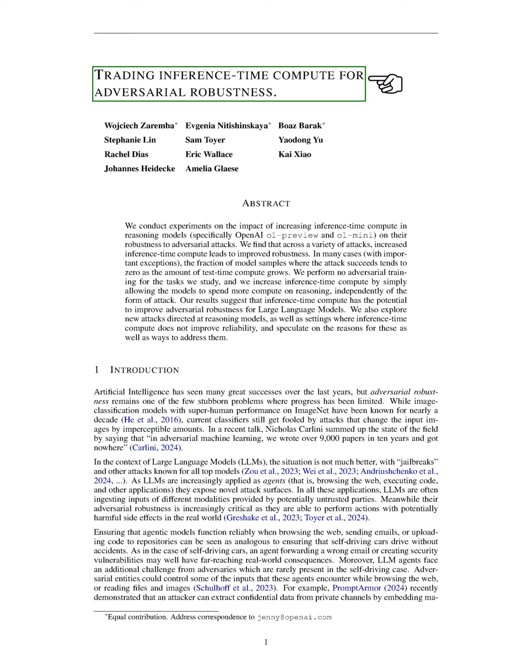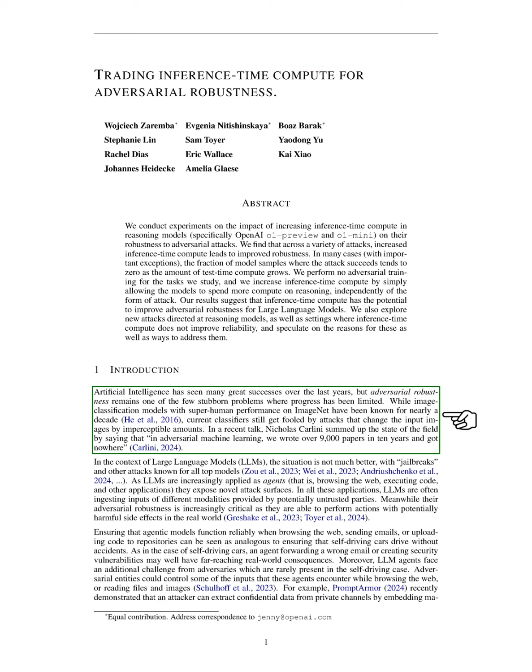Section: Introduction. In this section, we discuss the challenges of adversarial robustness in artificial intelligence, which has seen significant successes but still struggles in this area. Despite the impressive performance of image classification models on datasets like ImageNet, these models can still be misled by subtle changes to input images. Nicholas Carlini highlighted this issue, noting that despite thousands of research papers, progress has been minimal.